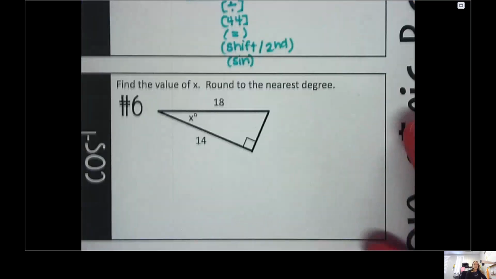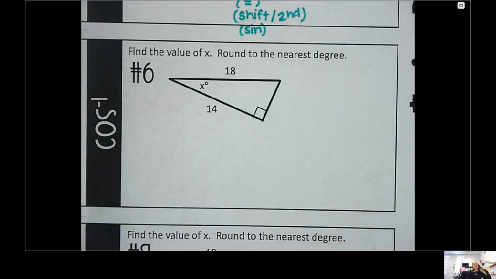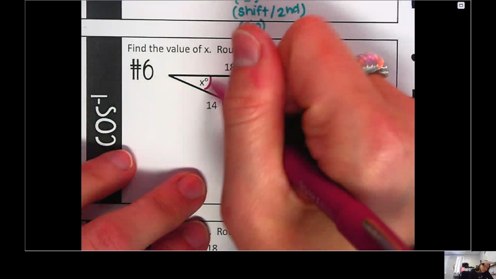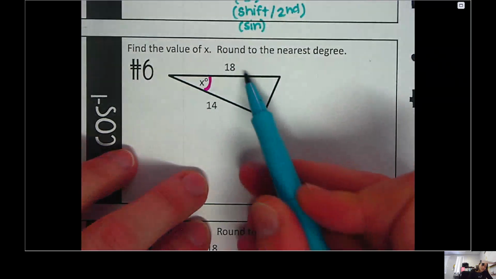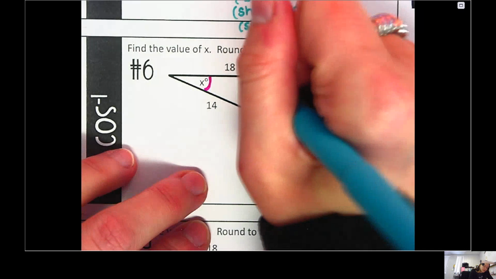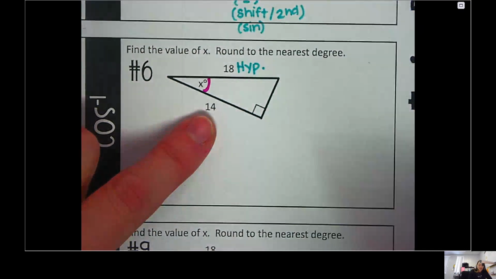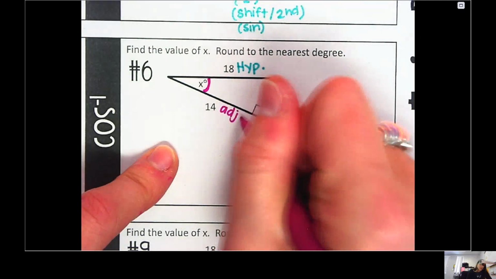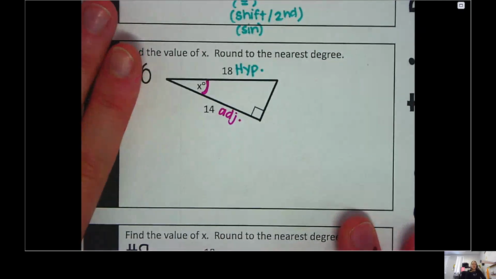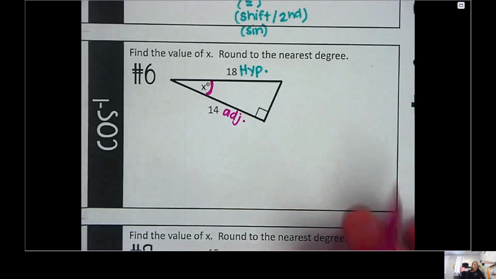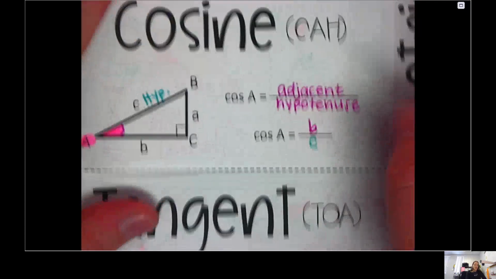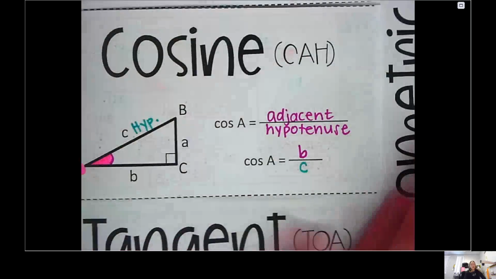Okay, let's try the next one, number 6. Find the value of x rounded to the nearest degree. Okay, so this is my reference angle. This is what I'm trying to find. Across from the 90 is the hypotenuse. And this 14 is directly next to the x, which means this is my adjacent piece. So again, I know that it gives you the answer there, but I would say to myself, okay, which ratio uses adjacent and hypotenuse? Well, that would be the cosine ratio. So I'm going to use cosine for this problem.